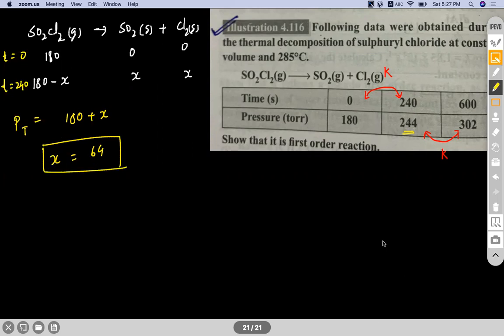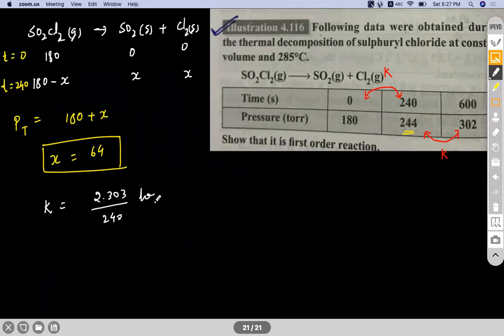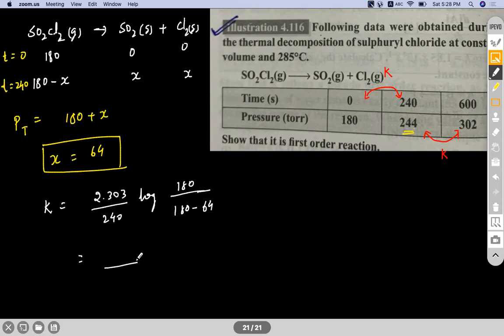Any doubt in this? Why do we need this X? That's the question, right? Because when you write down the expression for K, it would be 2.303 by T, which is 240, log of initial, 180, divided by 180 minus X. So this X must be required, right? So you need to subtract here 64. Now from this data you will find out K.